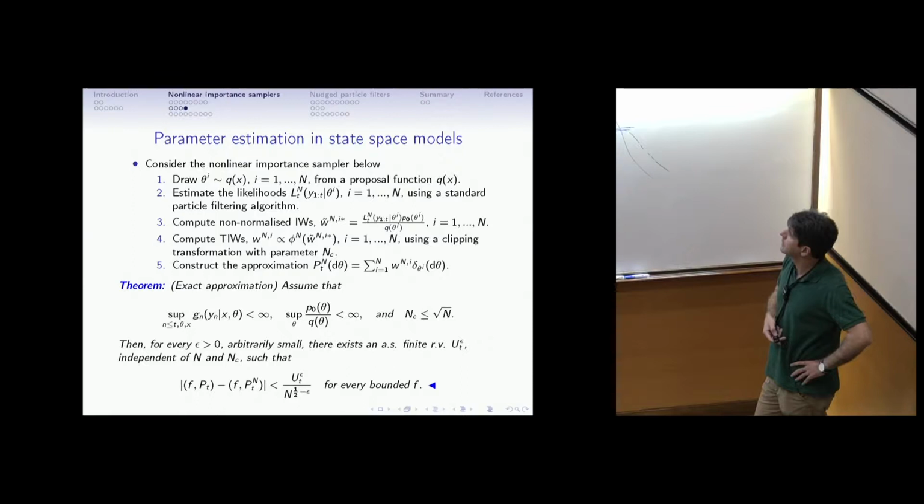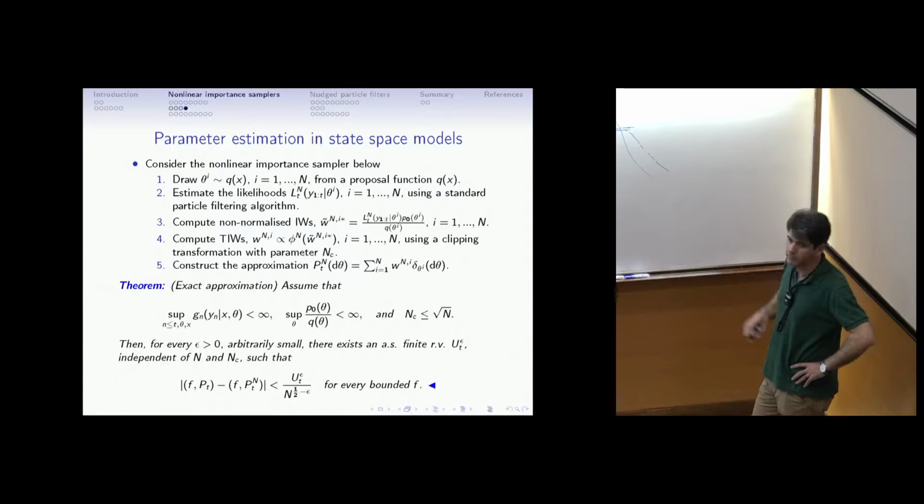Right. So within that setup, the nonlinear importance sampler would look like this simple algorithm here. You choose a proposal, generate samples for the parameters, you estimate the likelihood for each one of these samples using a standard particle filter. Then you compute the non-normalized weights. These weights are random even conditional on the location of the sample, okay? Because they are estimates. You run a particle filter to obtain this estimate here. So if you run it twice with the same parameter, you will get two different numbers there. Then you transform the weights using your clipping nonlinearity, and you construct your approximation.